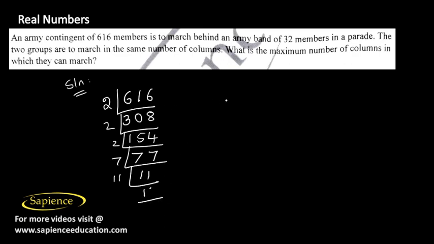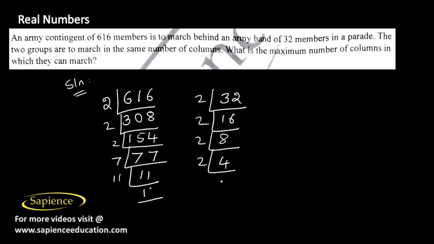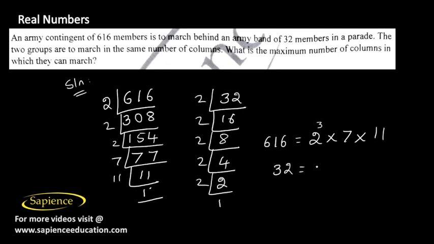Now in the same way I'm going to prime factorize 32. Dividing by 2, 16, 16 by 2 is 8, 8 by 2 is 4, 4 by 2 is 2, 2 by 2 is 1. So 616 can be written as 2 cube into 7 into 11, and 32 can be written as 2 to the power 5.